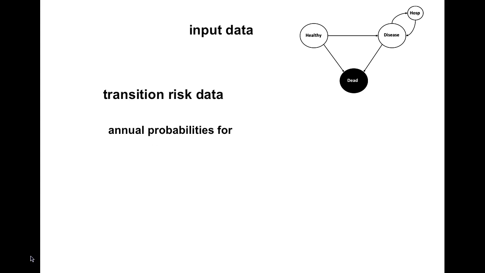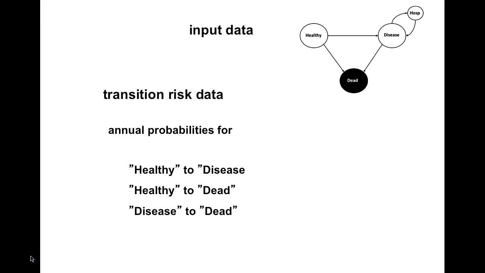The transition risk data are annual probabilities for the transition from healthy to disease, that is the annual probability of developing the disease for individuals that are in the state healthy. Healthy to dead, the annual probability of death for individuals in the state healthy. Disease to dead, the annual probability to die for individuals that have developed the disease, and the annual probability of being hospitalized for individuals that have developed the disease. These annual probabilities are modeled to increase with age. For example, a 60-year-old individual with the disease has a higher risk of dying than a 50-year-old individual with the disease.